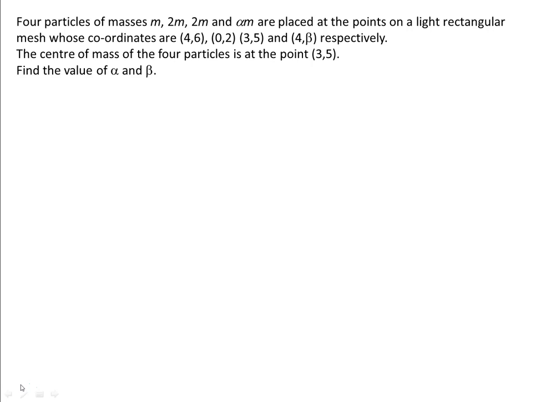We have four masses of mass m, 2m, 2m and alpha m placed at the points on a light rectangular mesh whose coordinates are 4, 6, 0, 2, 3, 5 and 4, beta respectively. We're told the centre of mass of the four particles is at the point 3, 5, and we have to find the values of alpha and beta.